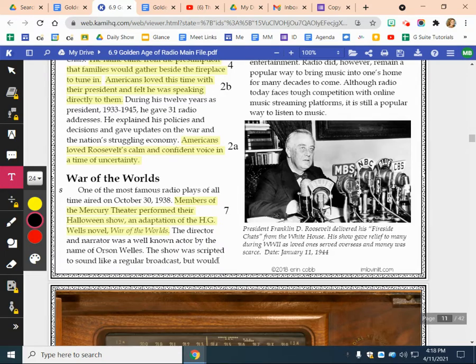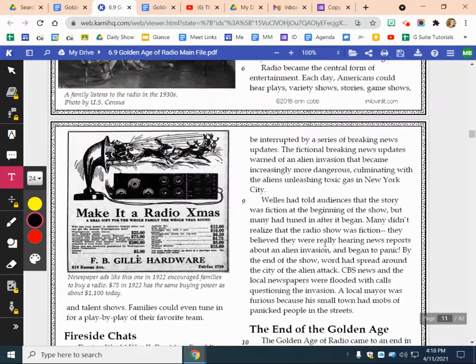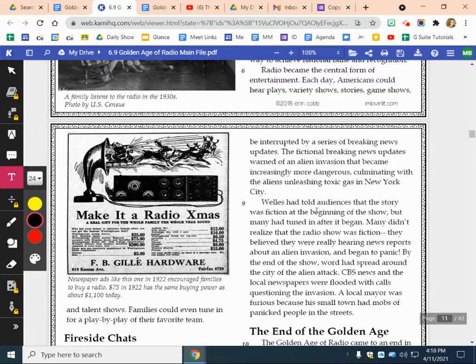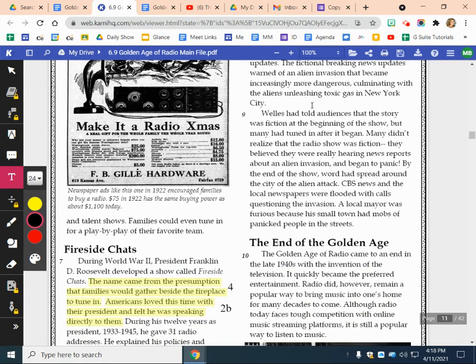The show was scripted to sound like a regular broadcast, but fictional. It goes into the actual accident here when people start to believe it. It says Welles had told the audience that the story was fiction at the beginning of the show, but many had tuned in after it began. Many didn't realize the show was fiction. They believed they were really hearing news reports about an alien invasion. By the end of the show, word had spread around. The local mayor was furious.